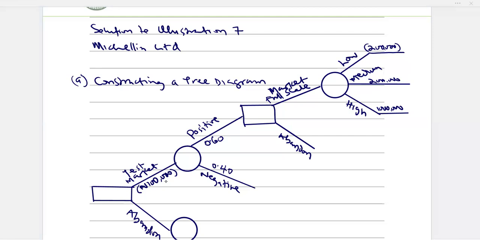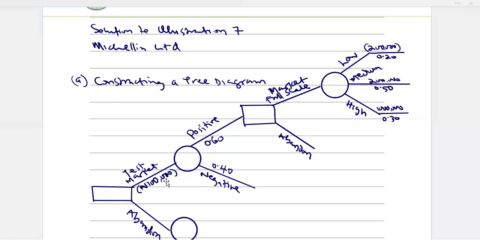These outcomes have probabilities of 0.2, 0.5, and then 0.3. Okay. So there's a probability of 0.2, 0.5, and 0.3. What else?